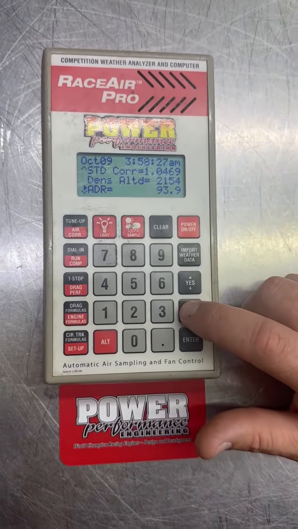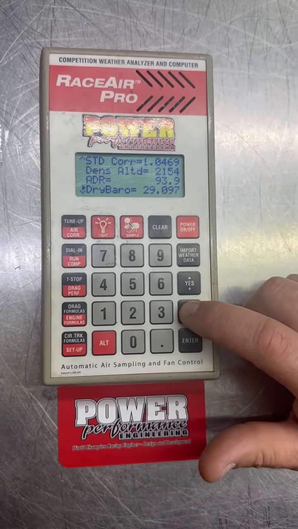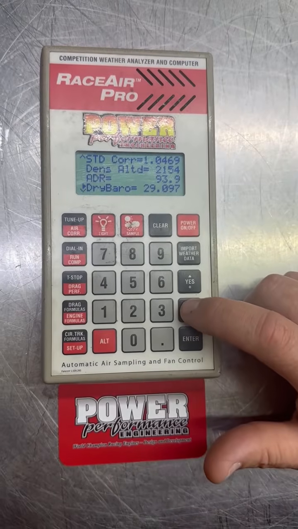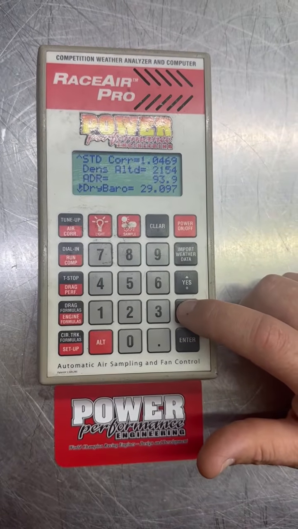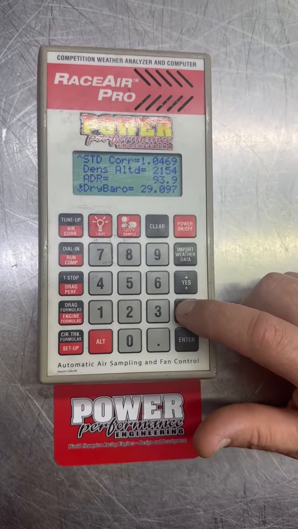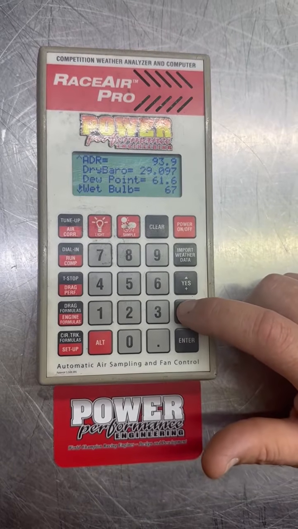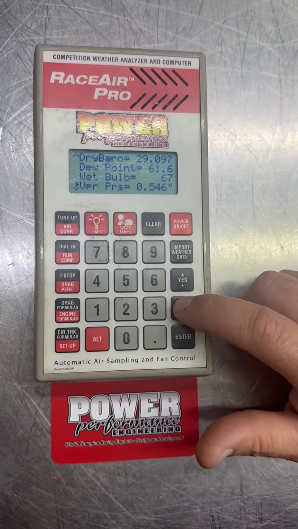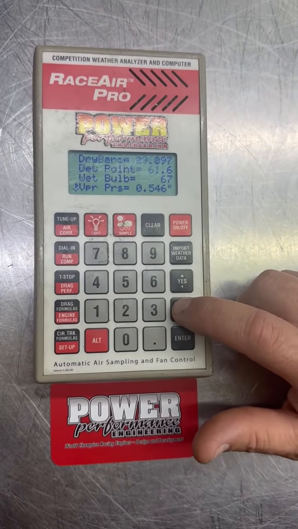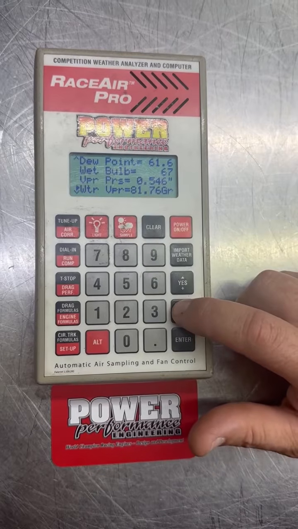Air density ratio, 93.9. Standard correction, I'm sorry, I'm missing some of this, but dry barometric, so that's without humidity weighted, 29.097. ADR, we've already been through that. Dew point 61.6, wet bulb 67, vapor pressure 0.546, water vapor pressure.